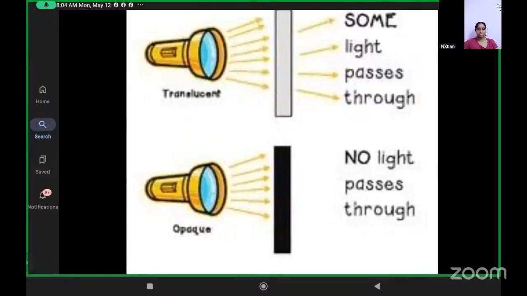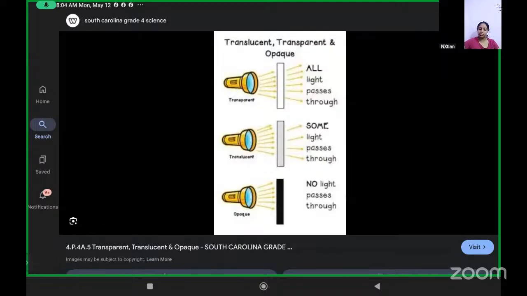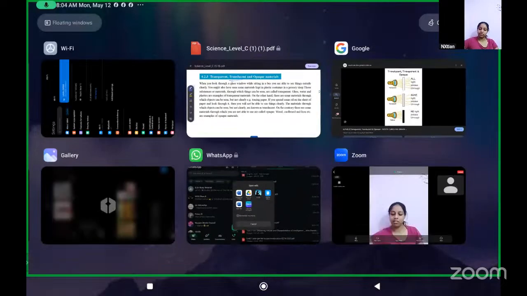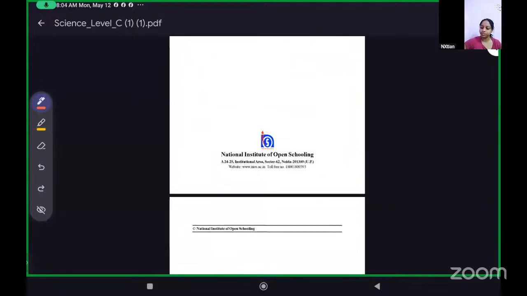Okay. Any doubt in these three types of materials? No, No. ma'am. Okay. One.